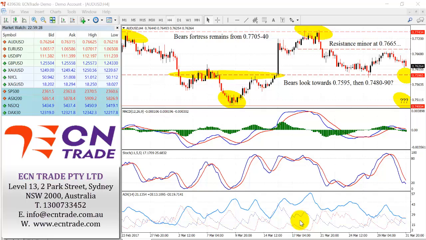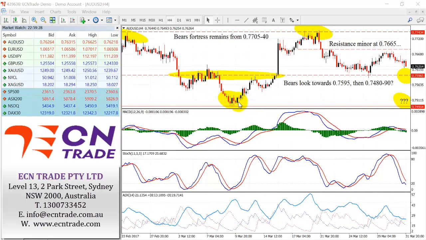Over the period of last week, we saw the Australian dollar attempt to take on that resistance at 76.65 and fail. From the current pattern that holds, and especially from the New York sell-off, the market is now looking towards that 75.95 support. With the technicals supporting a further downside bias, a break of 75.95 would see further scope towards 74.80.90, which you can see here was challenged back in March.